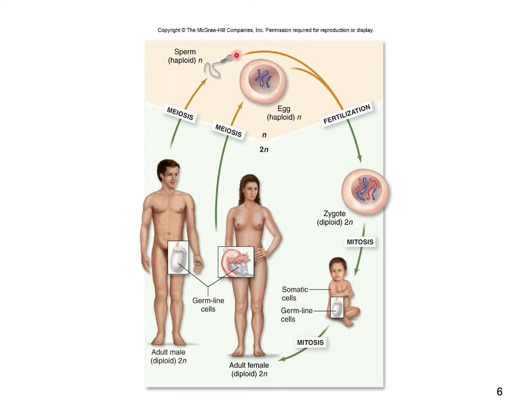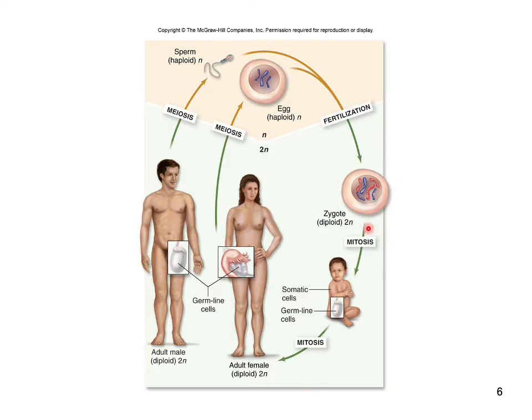So we already talked about this haploid sperm and the haploid egg. Haploid is indicated by symbol N. They go through fertilization and produce a zygote, and it is now 2N, or diploid. It has two sets of chromosomes, right, with homologs for each.